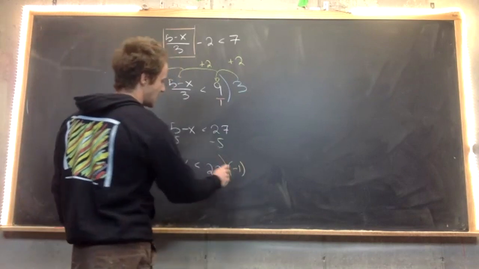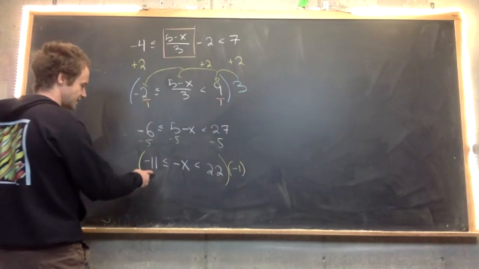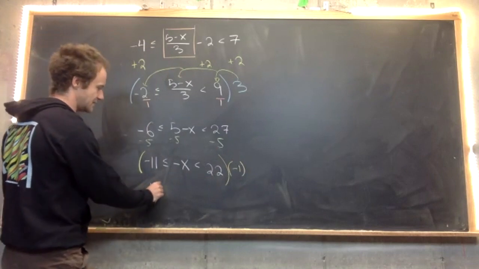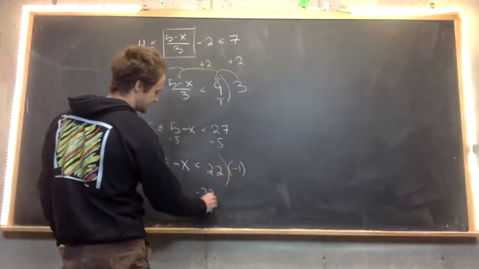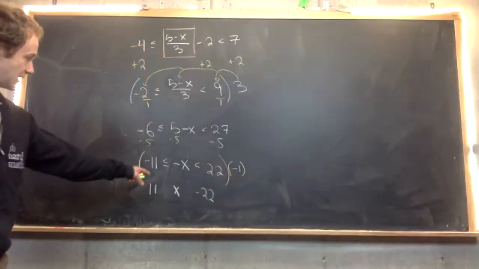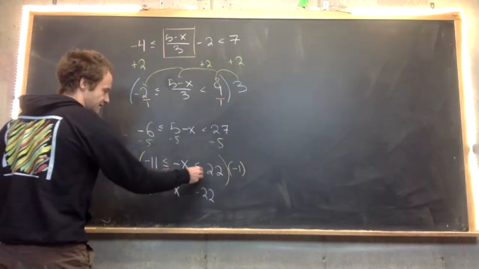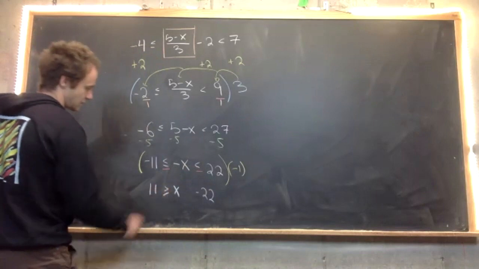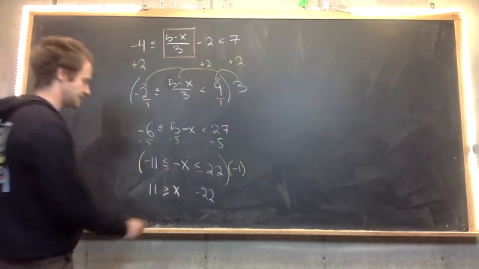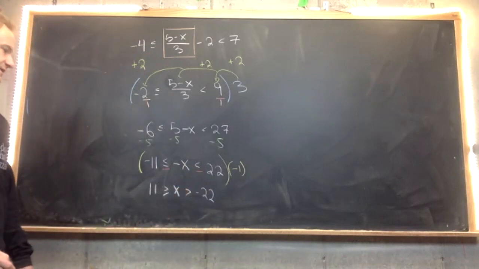So if we multiply or divide by -1, that's going to turn this -11 into an 11. This -x will become an x, and this will become 22. But that's going to require us to change the direction of all of these. So this is going to turn into a greater than or equal to, and this is going to turn into a greater than. So we end up with something like that.